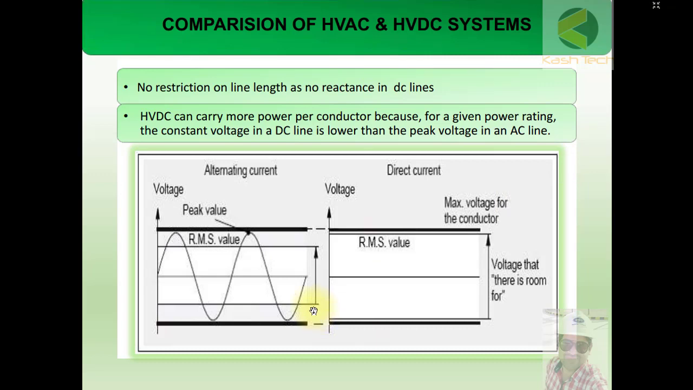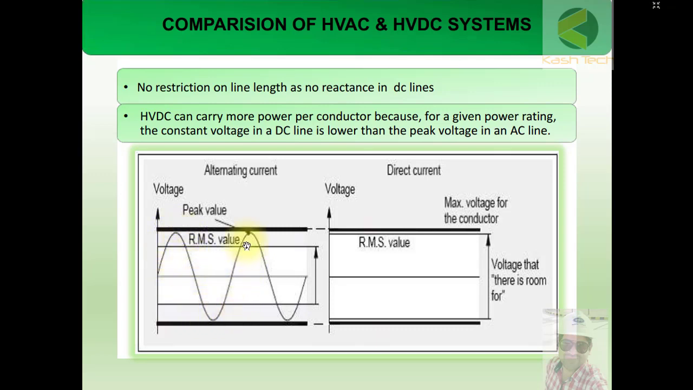Comparison of HVAC and HVDC systems. No restrictions on line length as there is no reactance in DC lines. This is the advantage of HVDC, that there is no restriction of length. You can supply as long a distance as you like. HVDC can carry more power per conductor because for a given power rating, the constant voltage in a DC line is lower than the peak voltage in an AC line.